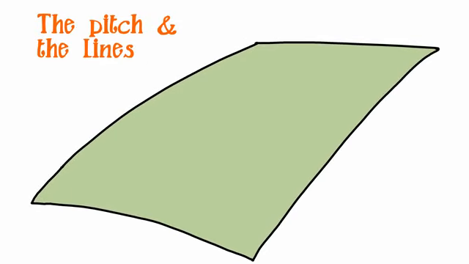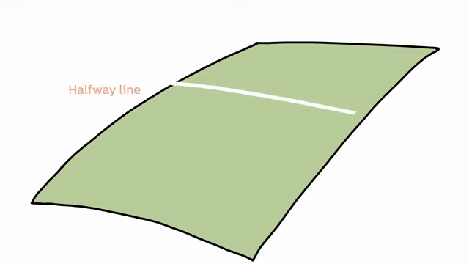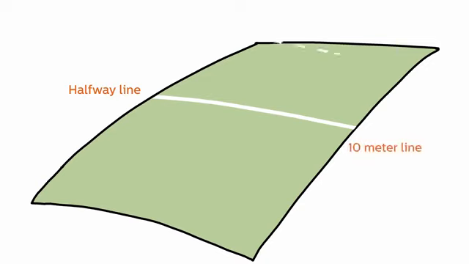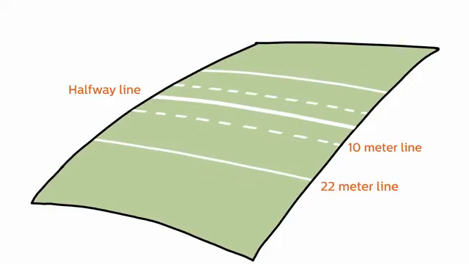The pitch is about the same size as a football pitch. On the pitch there are a number of lines. We start with the halfway line. From this line, the game is started or restarted after someone has scored. Next is the 10-metre line. After the kick-off, the ball must cross this line. Then there is the 22-metre line. This line marks the defence area.